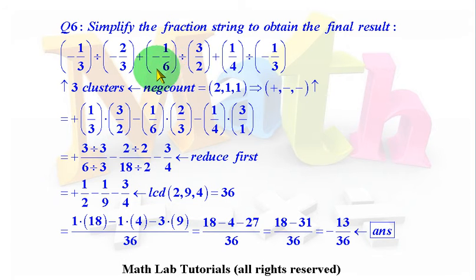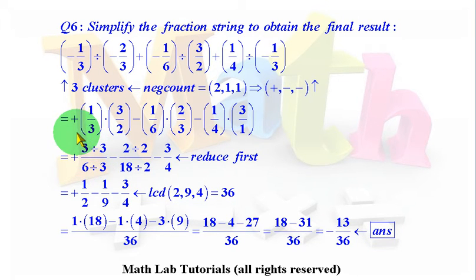Keep the first, disregard all the negatives henceforth. Bring the first fraction down, 1/6. The division sign gets replaced by a dot, and the second fraction gets flipped. This cluster was negative. Bring the first fraction down, just keep it. The division becomes a dot, and you flip the second fraction to get 4/1.